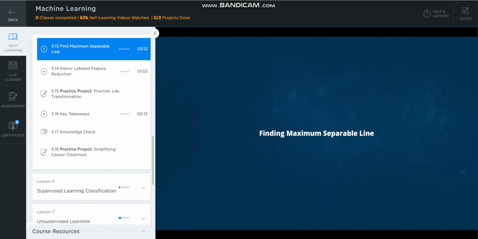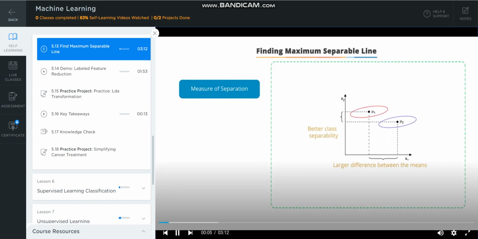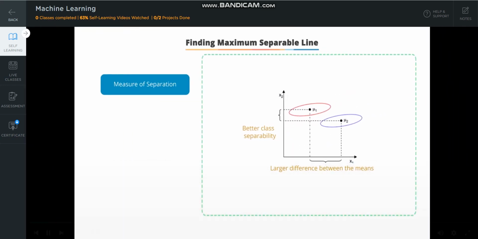Find the maximum separable line. In the graph, you can see the line is separating the two classes, and in the meantime reducing the dimensionality of our problem from two features, x1, x2, to only a scalar value y. We need to define a measure of separation between the projections in order to find a good projection vector.